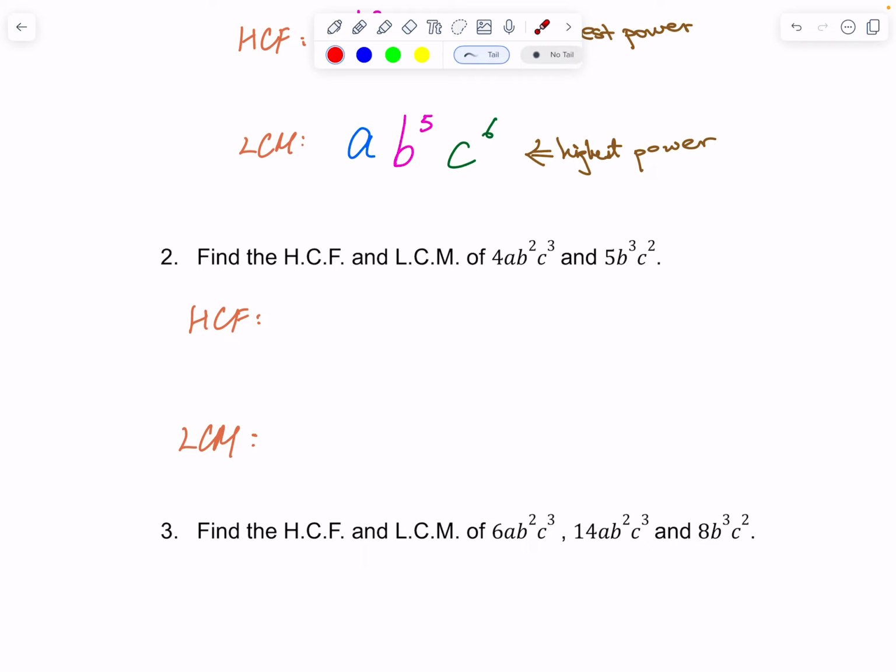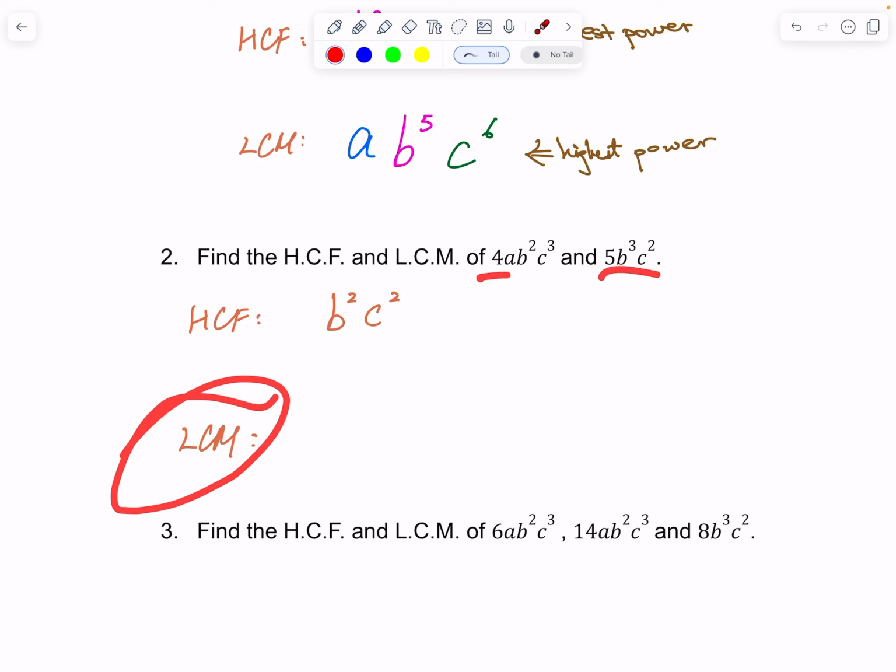Well, don't overthink. For 4 and 5, is there anything common? Can they be divided by any numbers? No, this can't be divided by 4, this can't be divided by 5, so nothing is common. So basically it's a hidden 1, but we don't write 1. So just look at the unknowns. Do they all have A? No A in the second one. Do they all have B's? Yes. How many B's at least? B2, the smallest power for HCF. Same for C2.